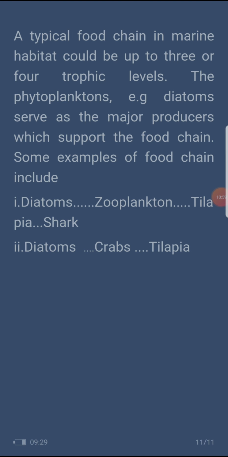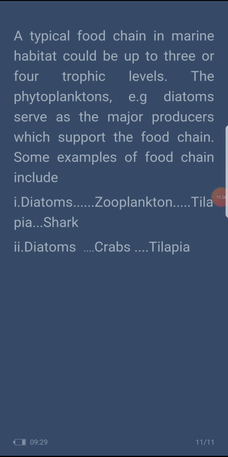Some examples of food chains begin with diatoms. The diatoms are the phytoplankton. They are the major producers. Now this is zooplankton. These are animals. They are consumers. So these zooplanktons have to depend on the diatoms, and the tilapia, which are fishes, have to depend on these zooplanktons, and the sharks have to depend on this tilapia. Can you see the food chain?